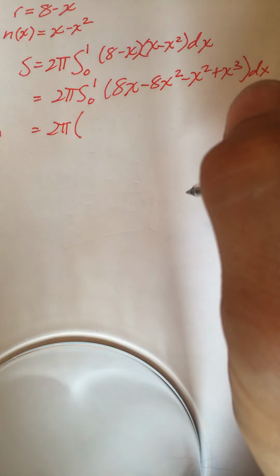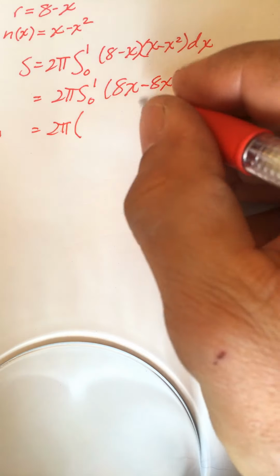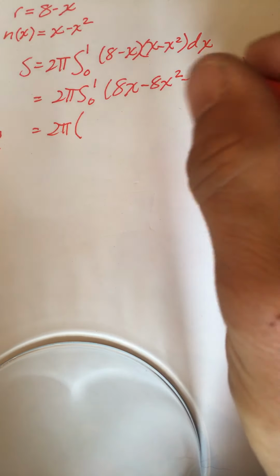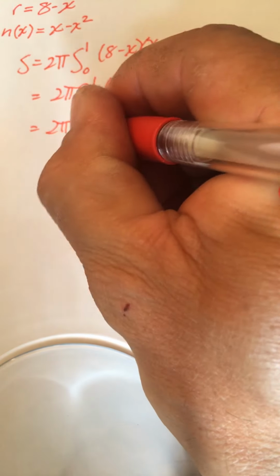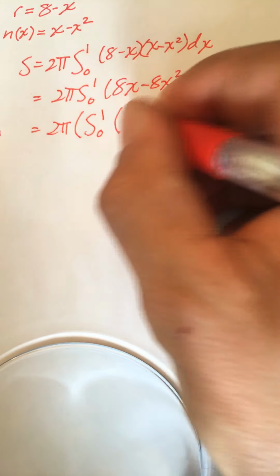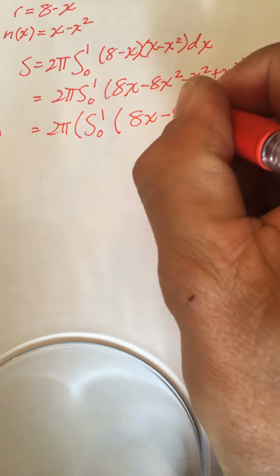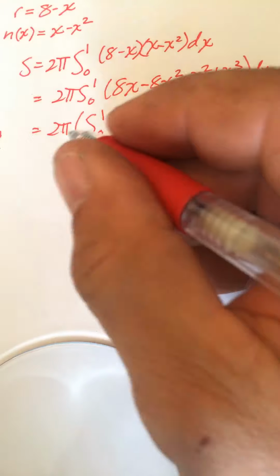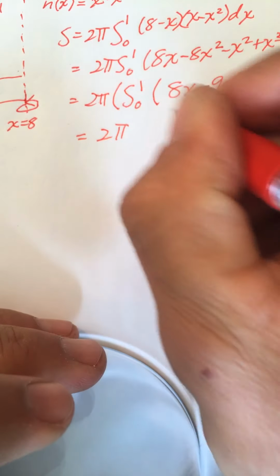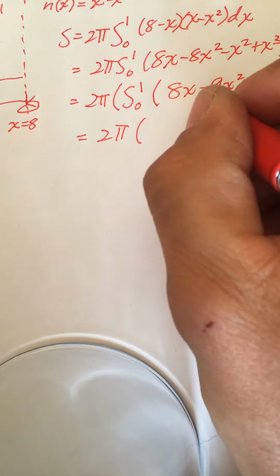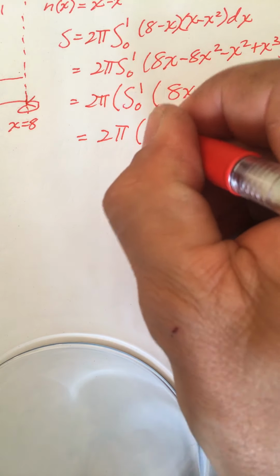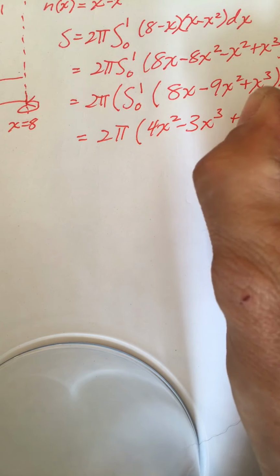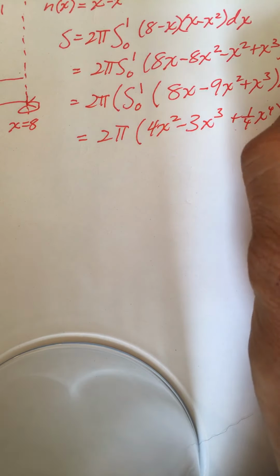Okay, we're going to integrate, adding 1, dividing by. Actually, before we do that, it might make sense to combine like terms. So we'll combine like terms and clean it up. And I like that. Okay, so now we have 2 pi. Now we're going to integrate, add 1, divide by 2, add 1, divide by 2, and add 1, divide by 2, and we're going to run that from 0 to 1.